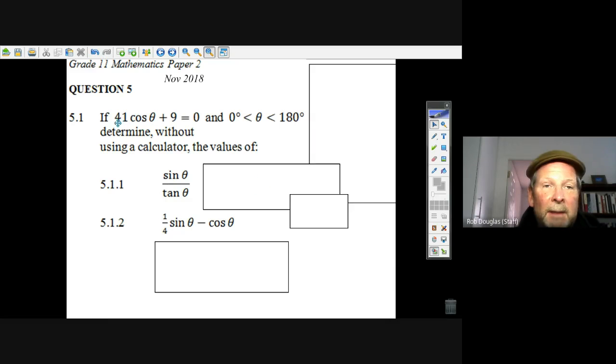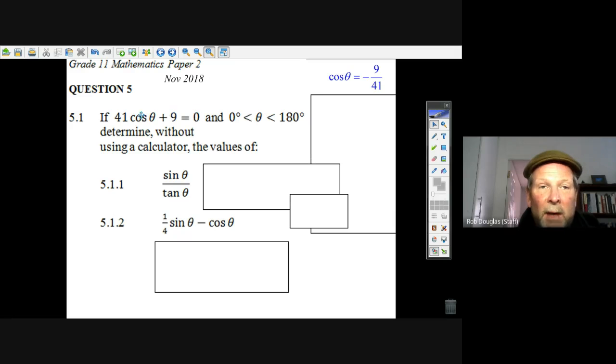The first step, let's see. We're given 41 cosine theta plus 9 equals 0. And theta is somewhere between 0 and 180 degrees. That means it's in the first or the second quadrant. Well, let's do the first thing. Let's get cosine theta by itself. We subtract 9 and divide by 41. Well, there's a start. We know that cosine's negative here now.